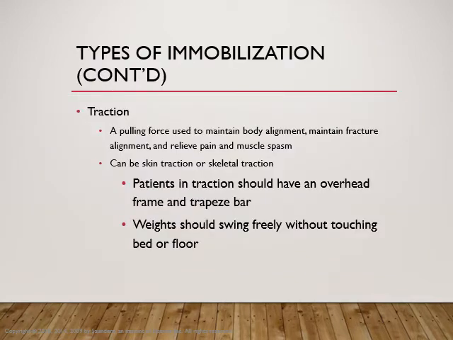Types of immobilization continued. Traction, a pulling force used to maintain body alignment, maintain fracture alignment, and relieve pain and muscle spasm. Can be skin traction or skeletal traction. Patients in traction should have an overhead frame and trapeze bar. Weights should swing freely without touching bed or floor.